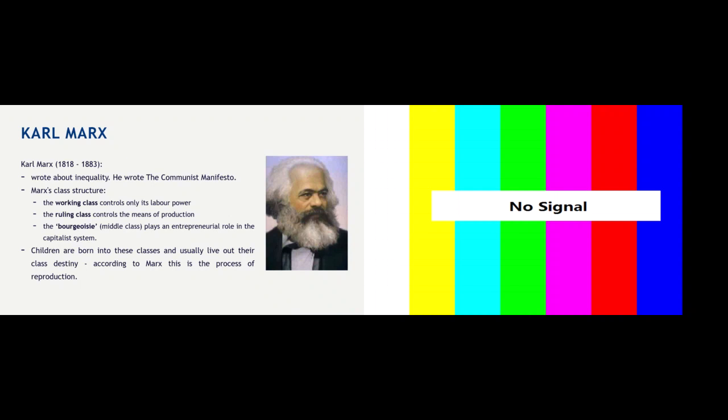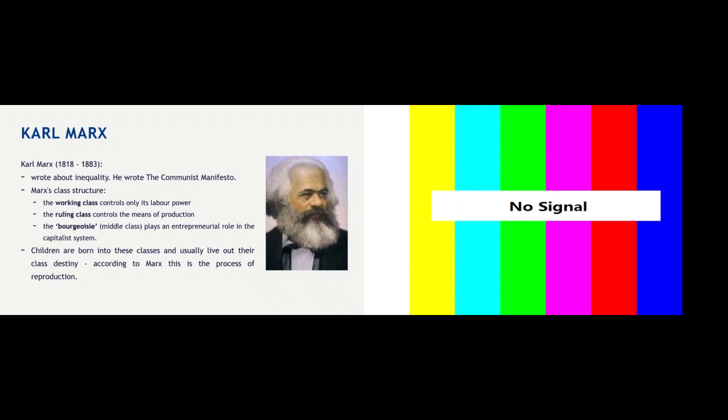The working class were essentially those who were at this time working in factories under very unfavorable conditions. They really had control only over their own labor power, and that was often exploited, so arguably they often did not really have control over that. The ruling class, those in parliament who owned the means of production, owned the factories and such, had control over the means of production. They owned all of the apparatuses that could manufacture things. And then between them we have the bourgeoisie, the middle class who sit between those two, have small businesses, and play an entrepreneurial role.